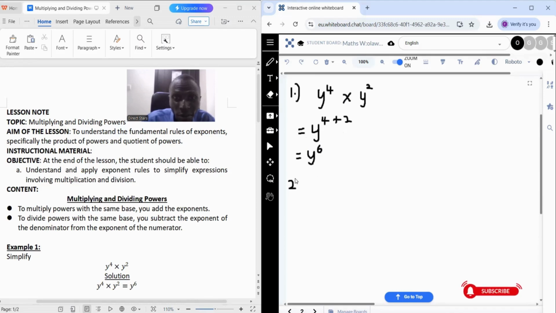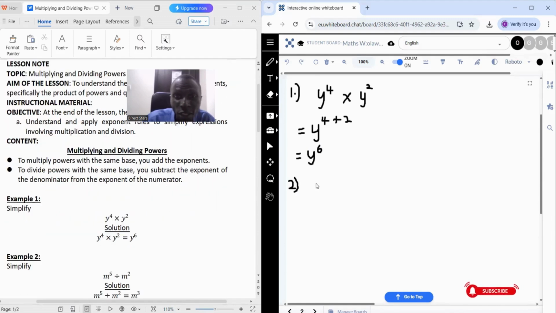Example 2. Here we have to simplify m raised to power 5 divided by m raised to power 2. So what we're going to do here, since we have the same base, is to subtract the exponents. So we have m raised to power 5 minus 2. I'm going to have an answer here to be m. 5 minus 2, that's 3. So we have m raised to the power of 3.